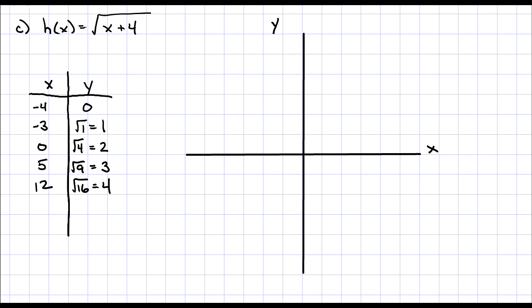Now, I chose specifically inputs that I could see would give me a perfect square, or would give me a nice whole number as an output. Again, if you have a calculator handy, you don't really have to do that. But without a calculator, that makes things a little bit easier here.